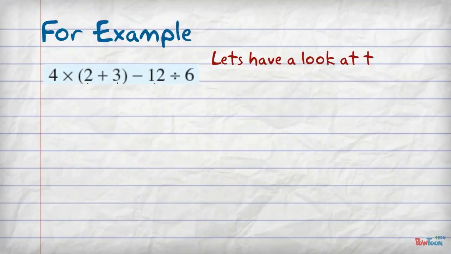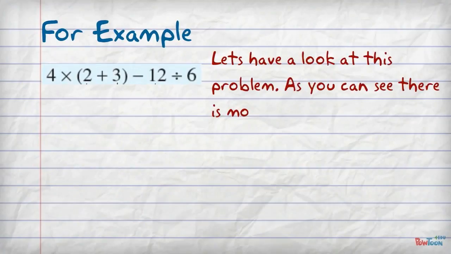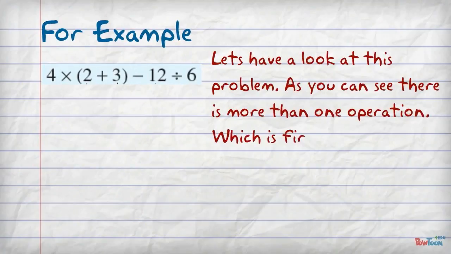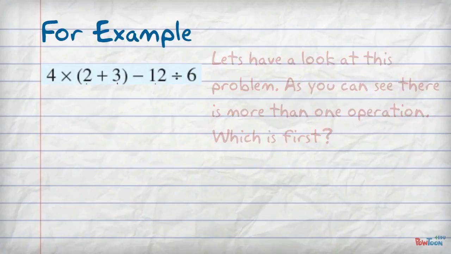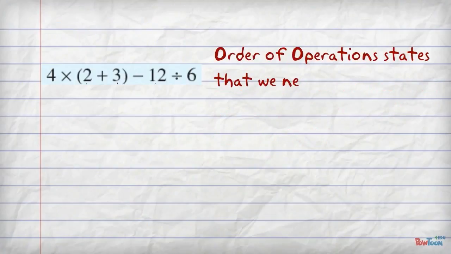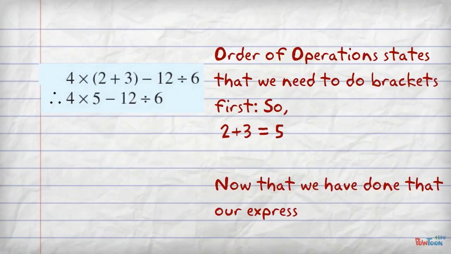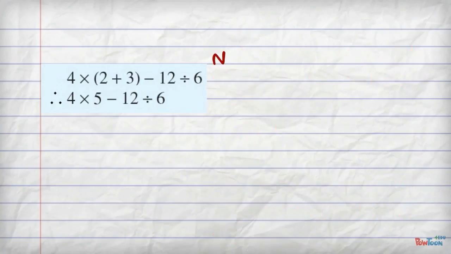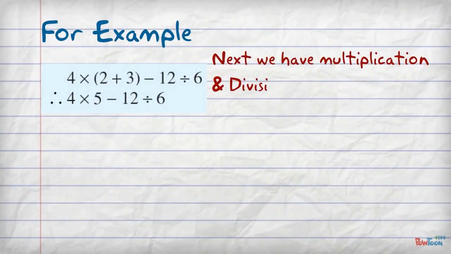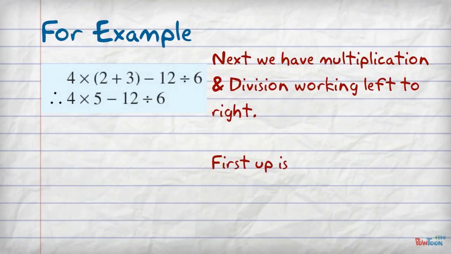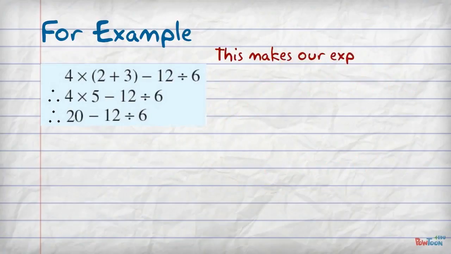Let's have a look at this problem. As you can see, there is more than one operation, so which is first? Order of operations states that we need to do brackets first, so 2 plus 3 equals 5. Now that we've done that, our expression will look like this. Next we have multiplication and division, working left to right. First up is the multiplication. 4 times 5 equals 20. This makes our expression look like this.